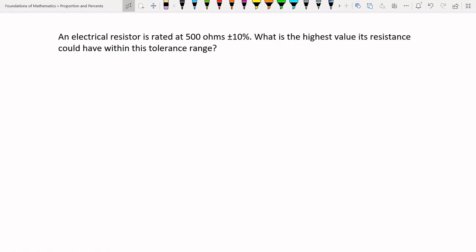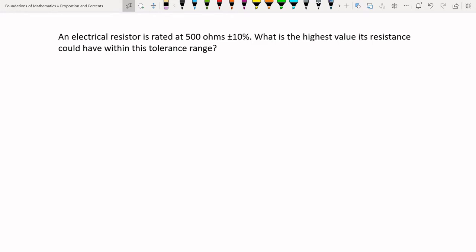Starting off, we have an electrical resistor. It's got 500 ohms plus or minus 10%. What is the highest value its resistance could have within this tolerance range? So we can find the highest and lowest if we wanted to, but the highest is going to be the plus 10%, right? The lowest would be the minus 10%. How would we find that?